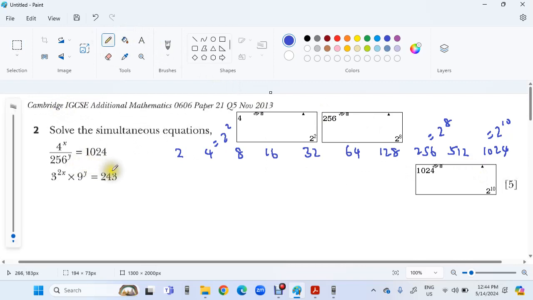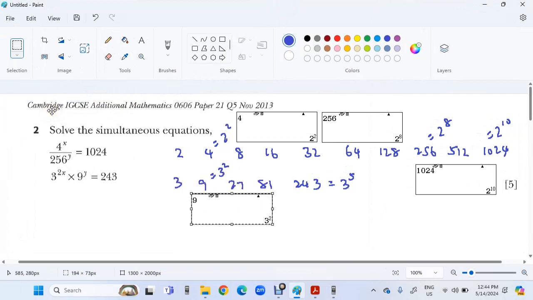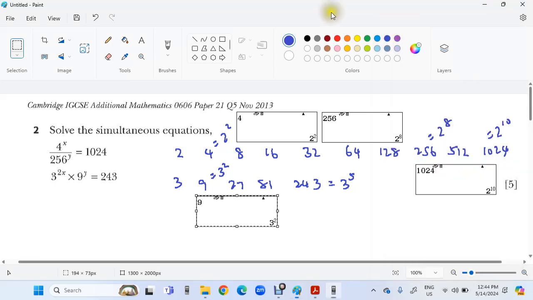And 9 and 243 are actually from the family of 3. So we have 3, 9, 27, 81, and 243. So 243 is 3 to the power 5, and 9 is 3 to the power 2. 9 is 3 squared, and 243 is 3 to the power of 5.